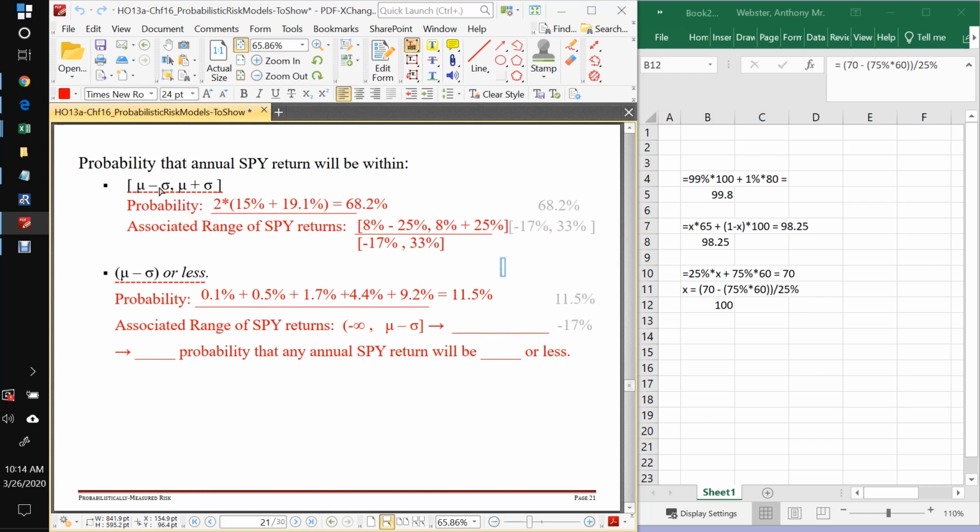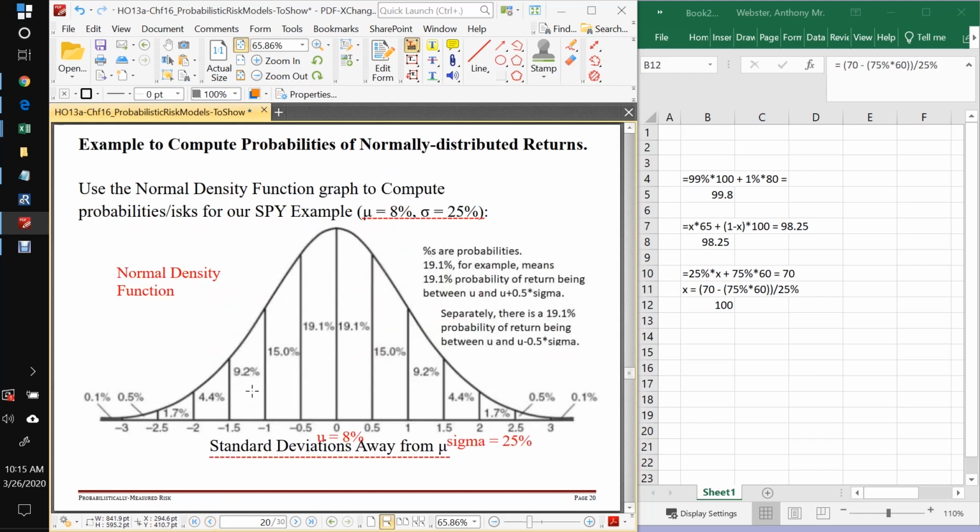Okay, so what's our associated range of SPY returns? Well, we already got the edge here for sigma minus 1 standard deviation. That turned out to be minus 17%. So the range is going to go, in theory, from minus infinity to 1 standard deviation below the mean, and that's going to be minus infinity to minus 17%. Okay. So that's our range, and graphically that covers this whole downside tail.